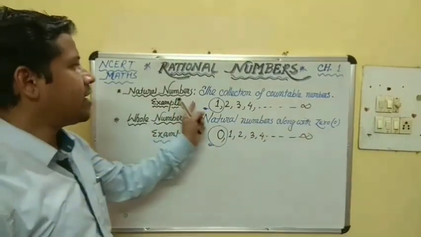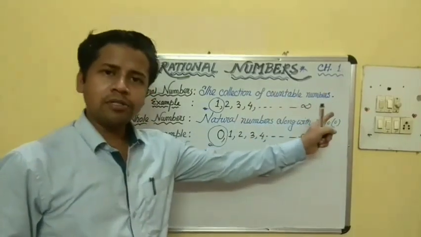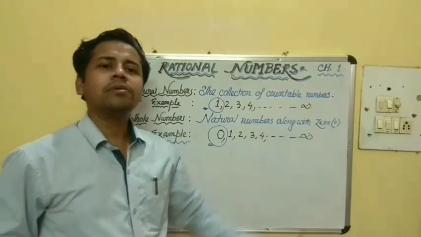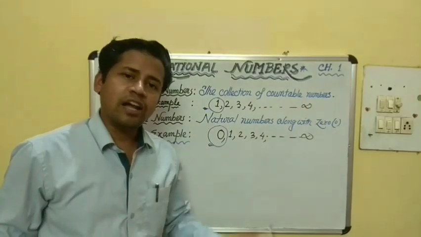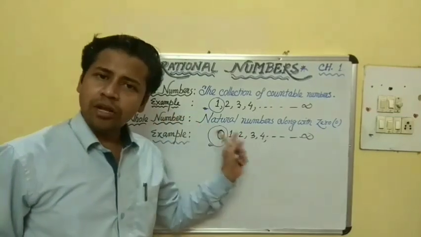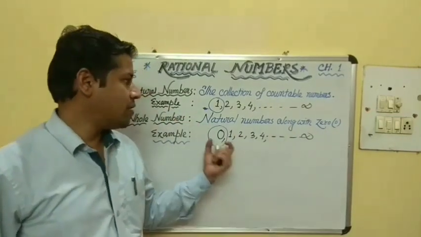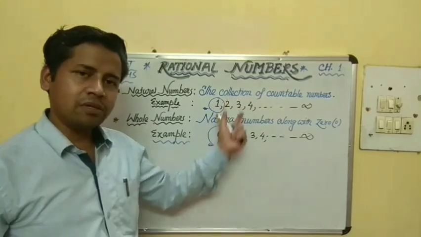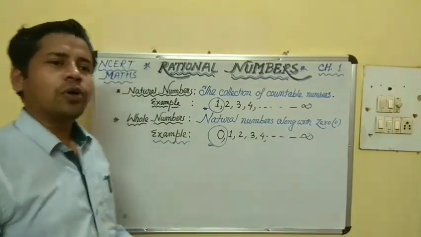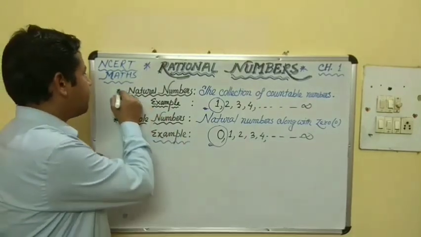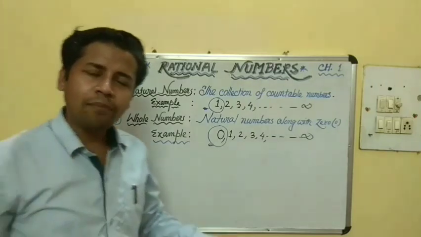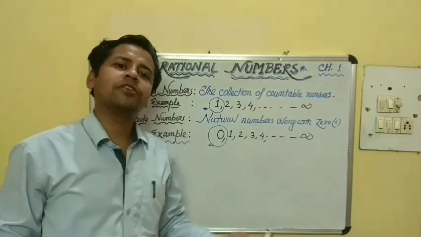Again, I am repeating: the collection of countable numbers 1, 2, 3 and so on are the natural numbers, and whole numbers are the natural numbers along with 0. If you include 0 with the natural numbers, it becomes the collection of whole numbers. These are the definitions of natural numbers and whole numbers, which we have already discussed in previous classes.